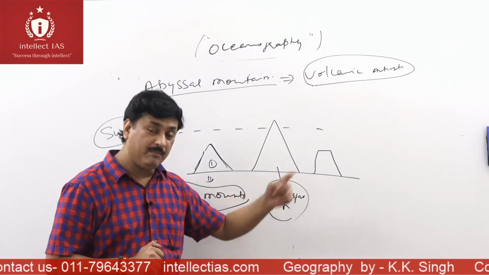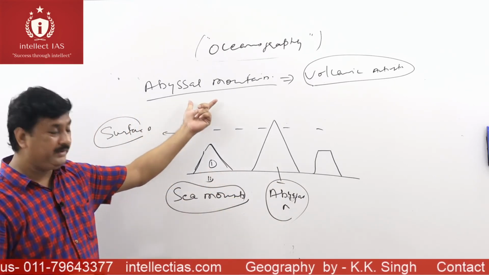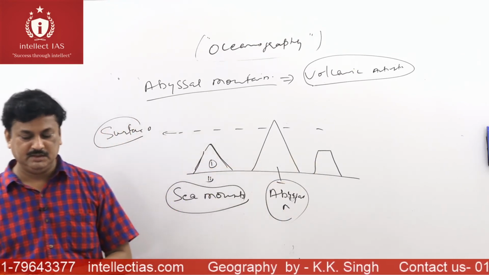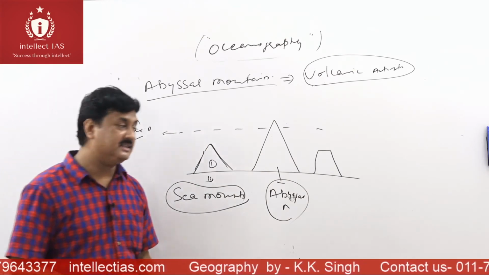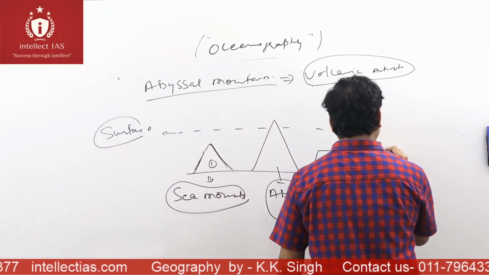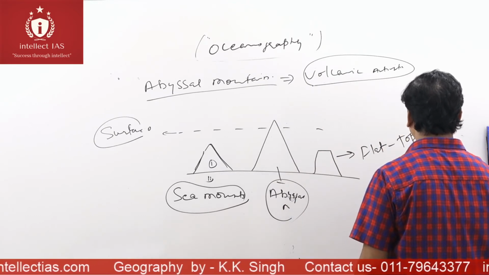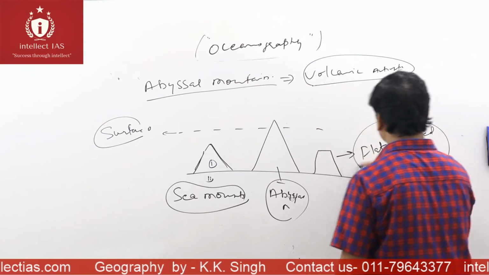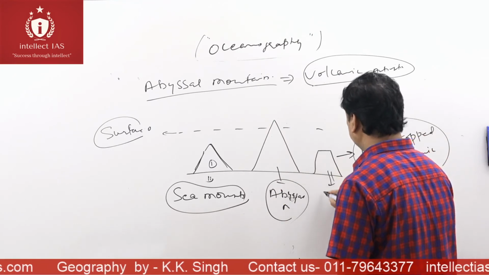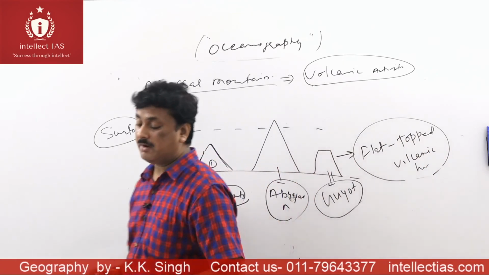On the other hand, seamount is also an abyssal mountain, but flat top. Okay? Flat topped volcanic hills. This is what? This is seamounts. This is flat topped volcanic mountains. Hills are called guyot. Okay? So these are abyssal mountains.